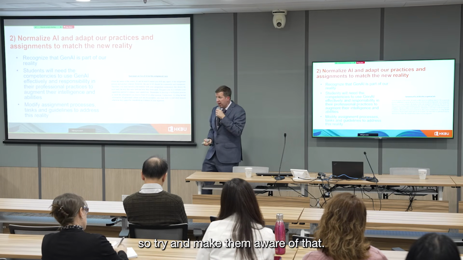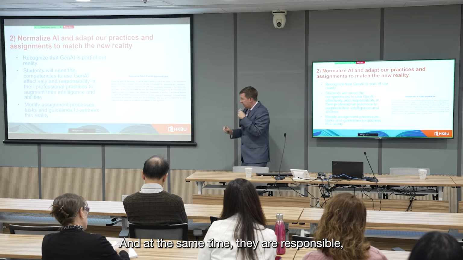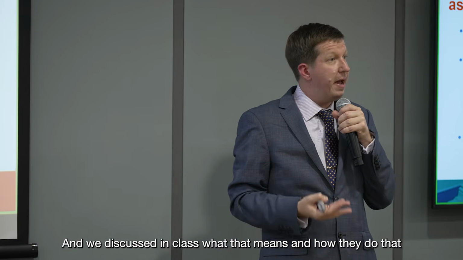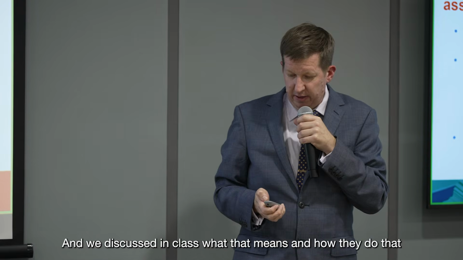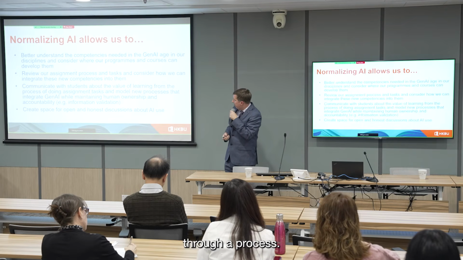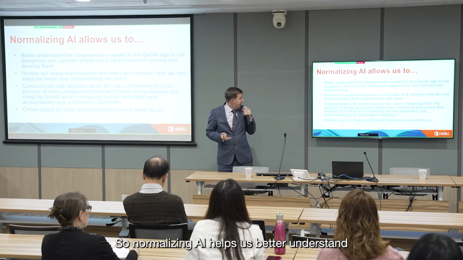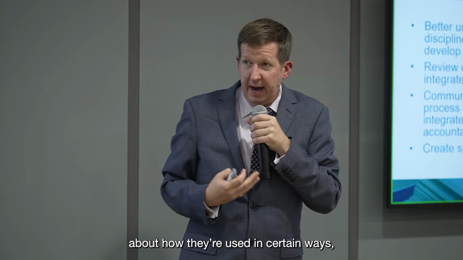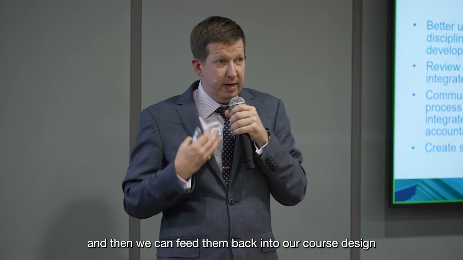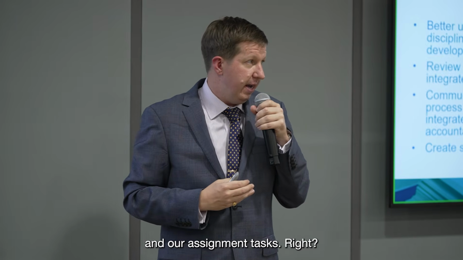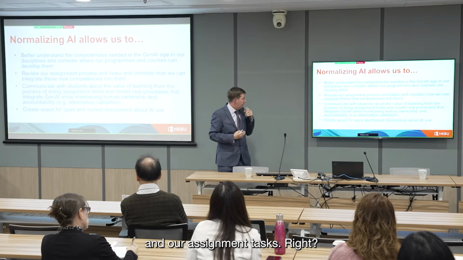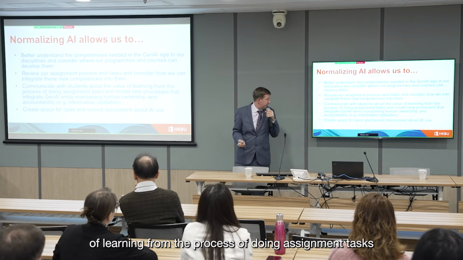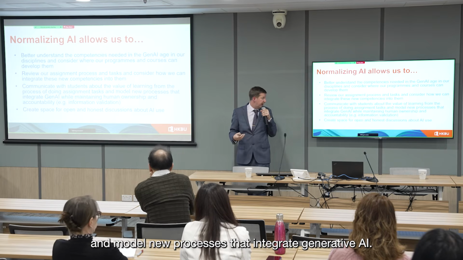So try and make them aware of that. At the same time, they are responsible and they need to check factual information. We discuss in class what that means and how they do that through a process. Normalizing AI helps us better understand the competencies needed because we can have real conversations about how they're used in certain ways, and then we can feed them back into our course design and our assignment tasks, right? We can communicate with students about the value of learning from the process of doing assignment tasks, and model new processes that integrate generative AI.